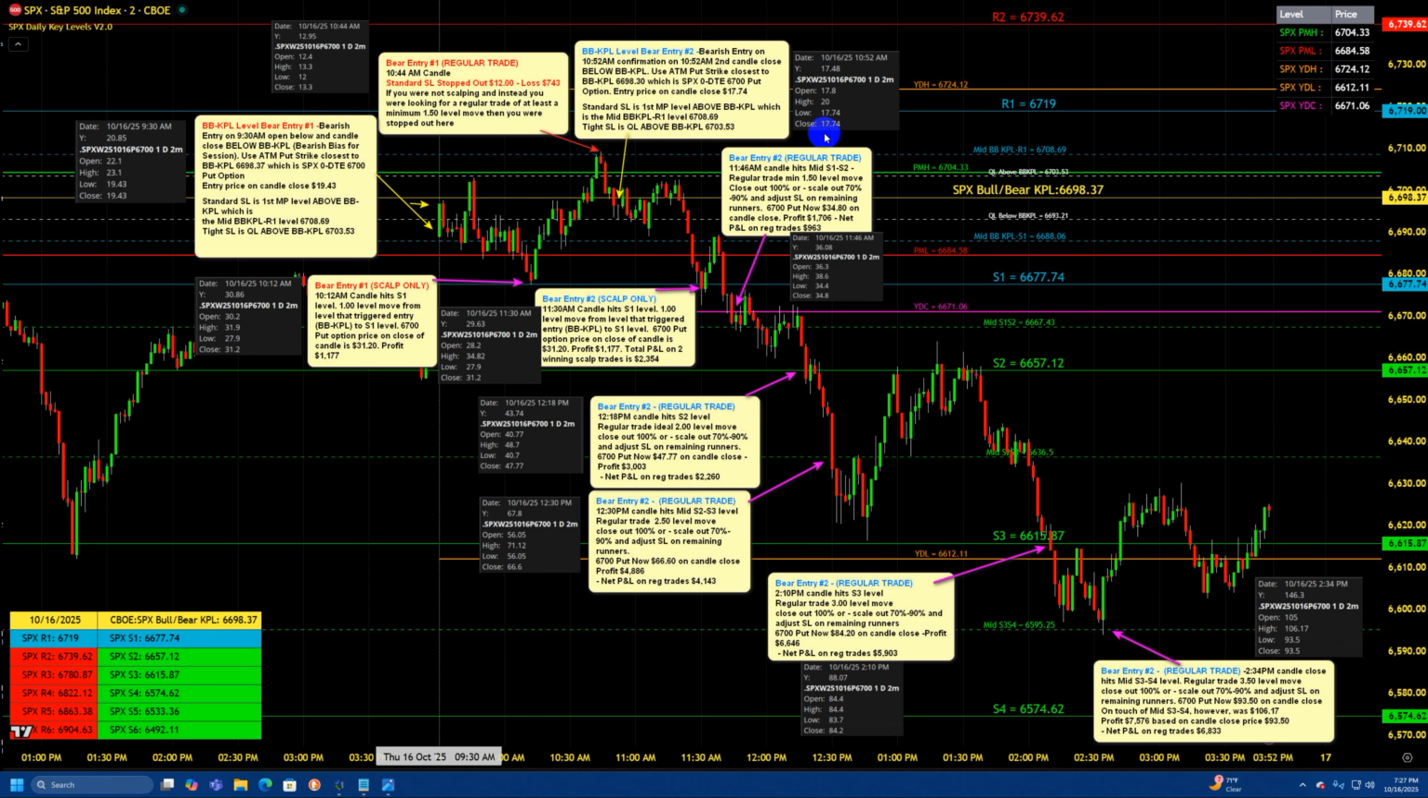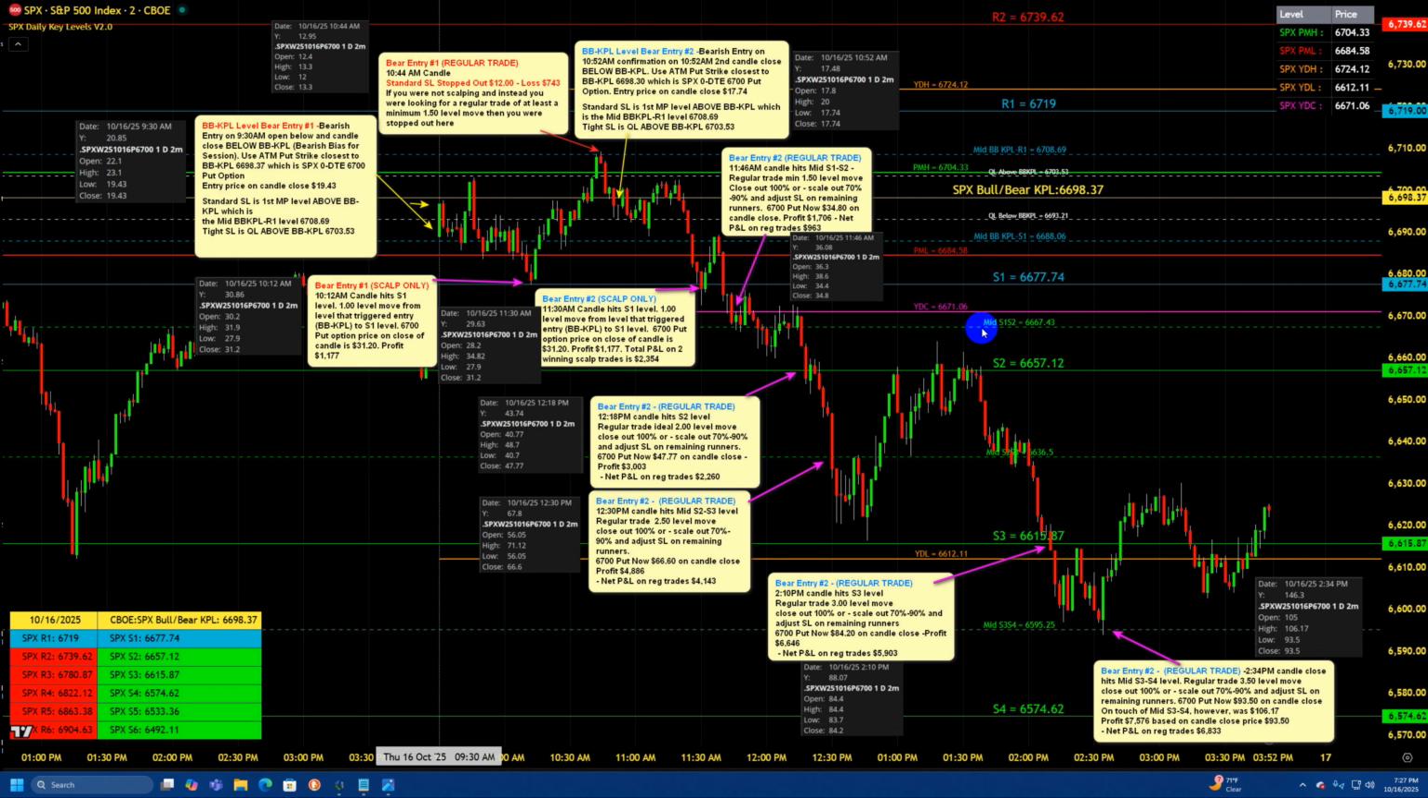Okay, so we're in at 17.74. Remember we talked about the minimum 1.5 level move. So how do we determine that? The same way we did with the scalp, except now it's 1.5 levels instead of 1 level. This is the level we're trading from. This is one full level, and we go a half level below.